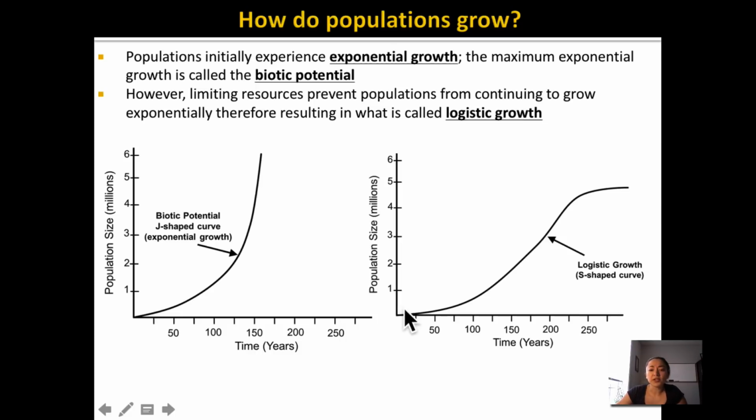So initially, the population may grow exponentially. However, the rate of growth will start to decrease, and eventually the population size will level off. And this type of growth curve is called a logistic growth curve, and it's an S-shaped curve, as you can see here. So we can see that the logistic growth curve shown on the right here is more realistic of wild populations. Most populations would not be able to continue growing at their biotic potential because some sort of factors in their environment or resources will become limited.